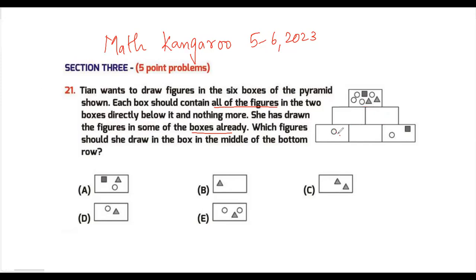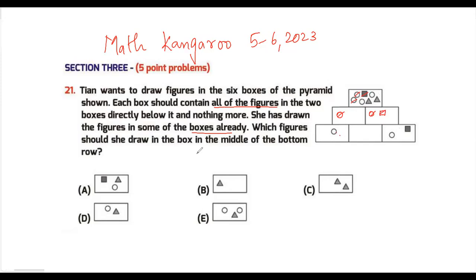Now let's see. There is a circle already here, so the circle will be here. There is a circle and a square here, so circle and square has to be here. So if you see the circle, there is a circle, there is a circle. So this circle and a square is already gone, right? So we need a circle and 2 triangles that has to come.